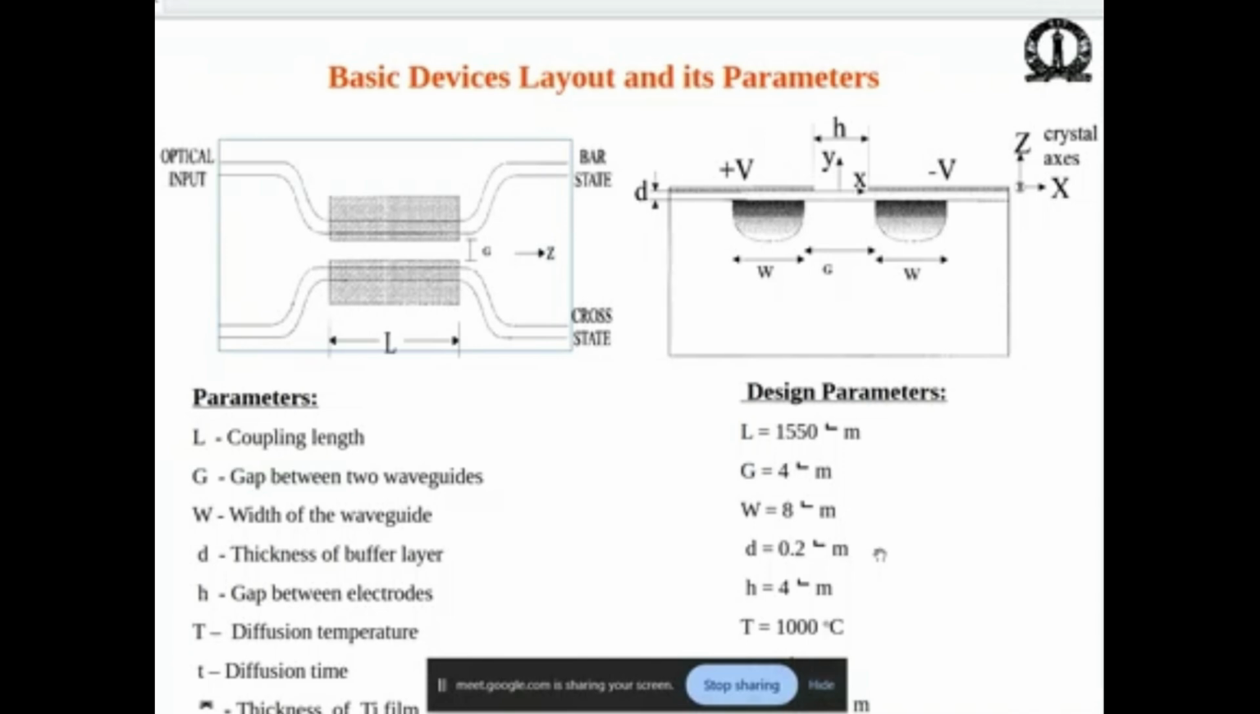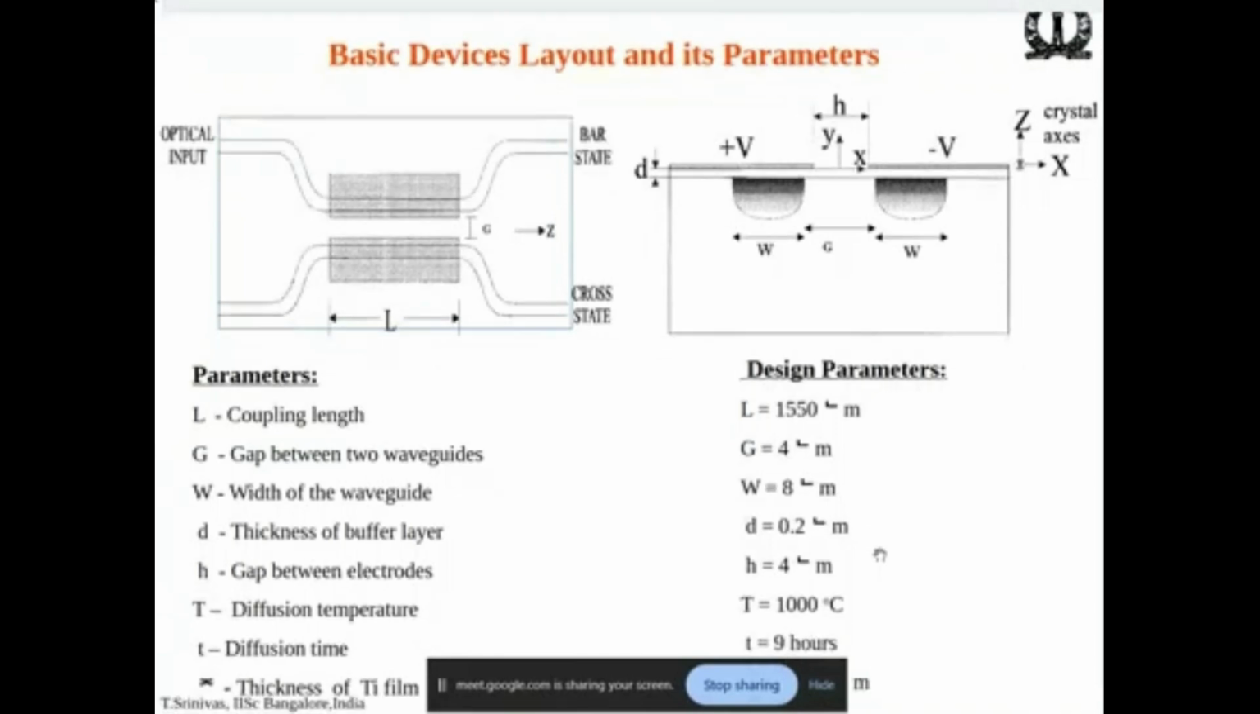For example, if you want to do passive devices, you can do it on glass. You can do proton exchange on glass. It takes about 20 minutes or so to make a good optical waveguide in glass.